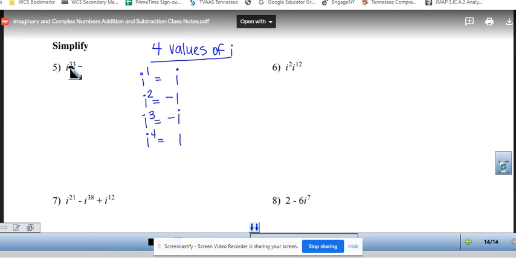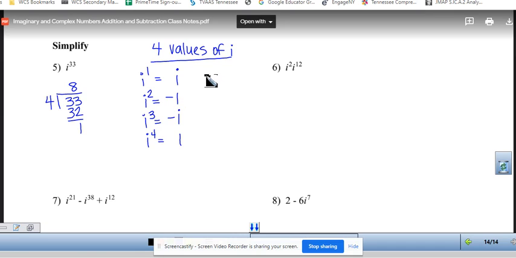When you're given a value of i to the 33rd, you could literally count your way to the value: 1, 2, 3, 4, 5, 6, 7, 8, 9, 10, 11, 12, and continue. But that could take some time. So there is a shortcut. Since there are 4 values of i, you can take the exponent and divide it by 4. The remainder will tell you the answer. 4 goes into 33 8 times with a remainder of 1.